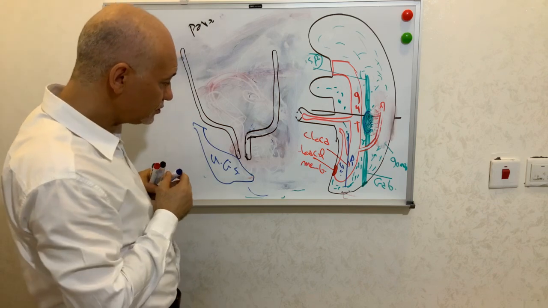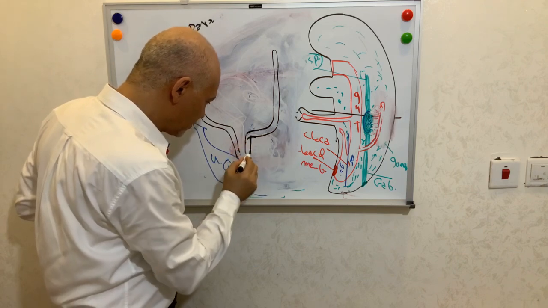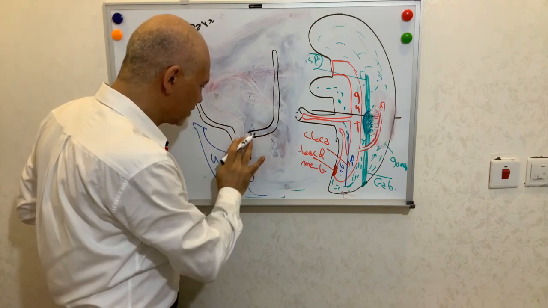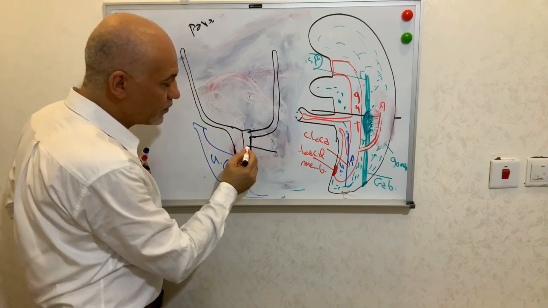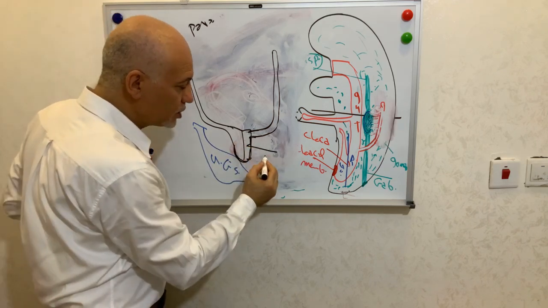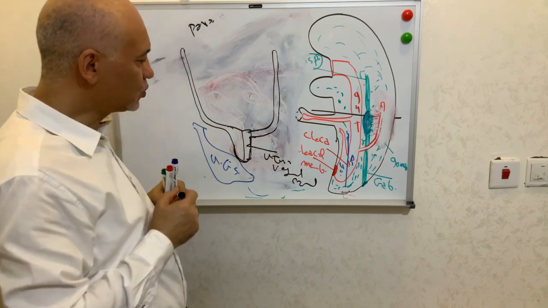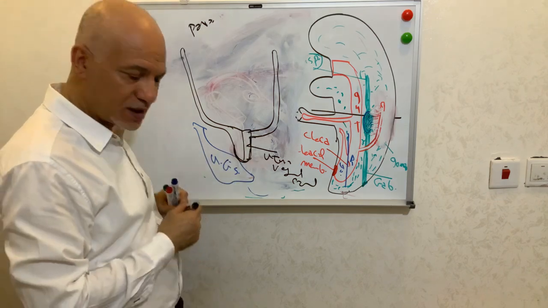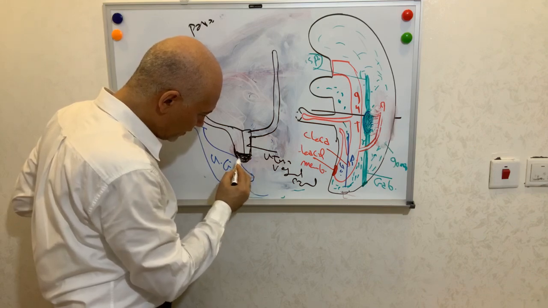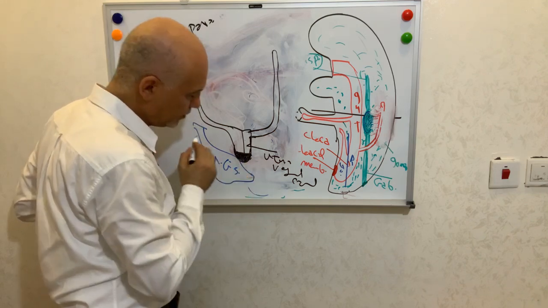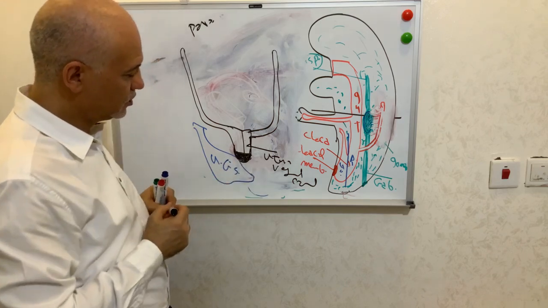Later on, this vertical part united with each other like this, to form this part called uterovaginal canal. The lower part of the uterovaginal canal in this area forms a solid tubercle called Mullerian tubercle.